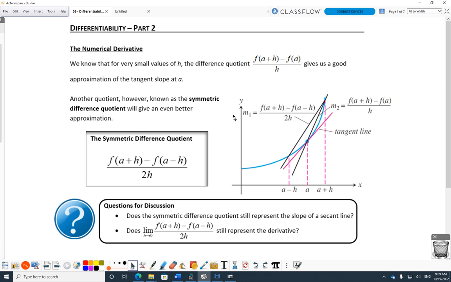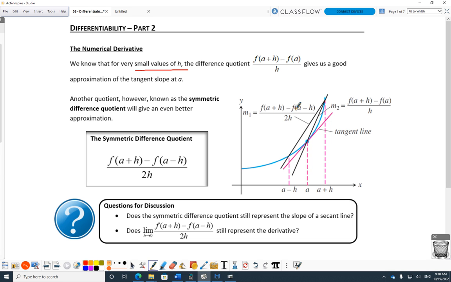So it starts by saying the numerical derivative. We know that for very small values, the difference quotient, the one we've been using since last chapter, f(a + h) - f(a) over h, as it sits there, is the slope of the secant, not the slope of the tangent, because it doesn't have the limit out front. But it says, for very small values of h, this difference quotient gives us a good approximation to the tangent slope at a.